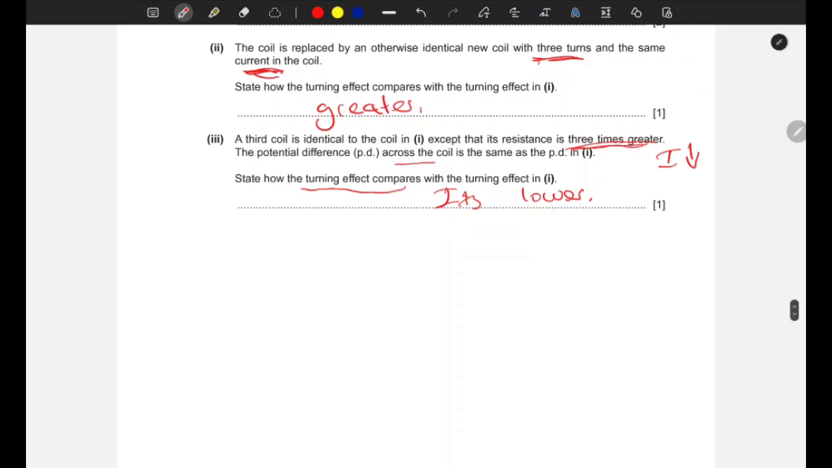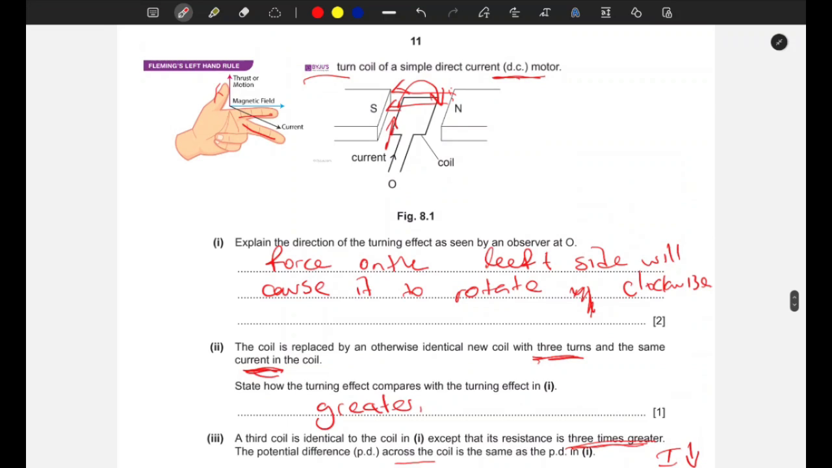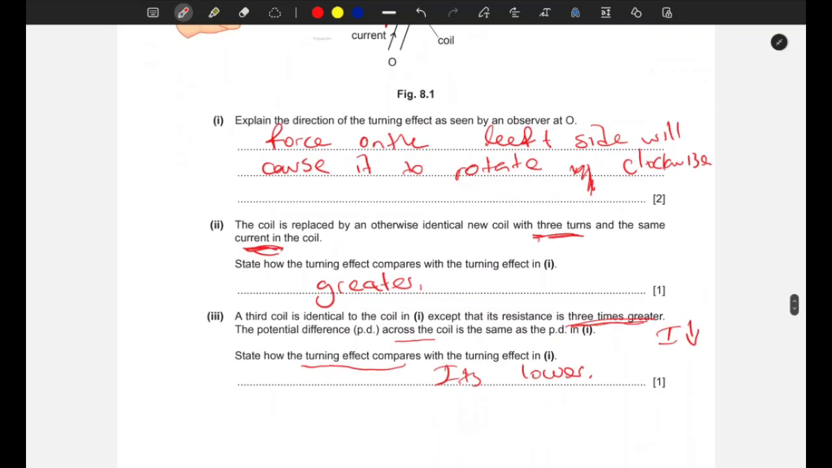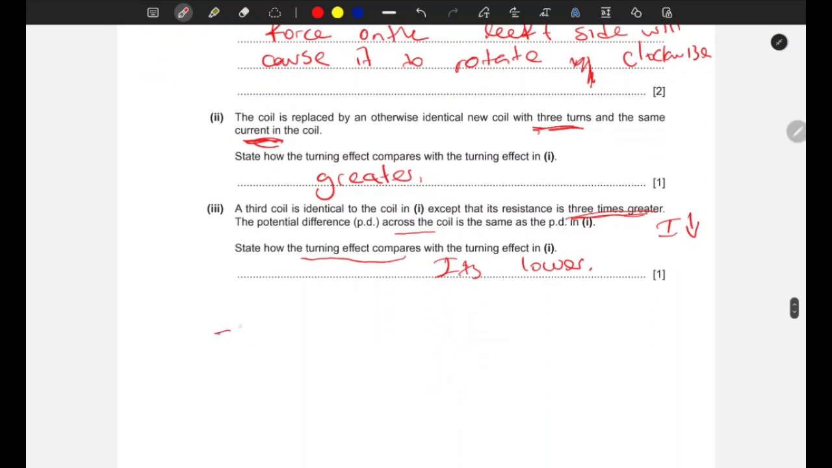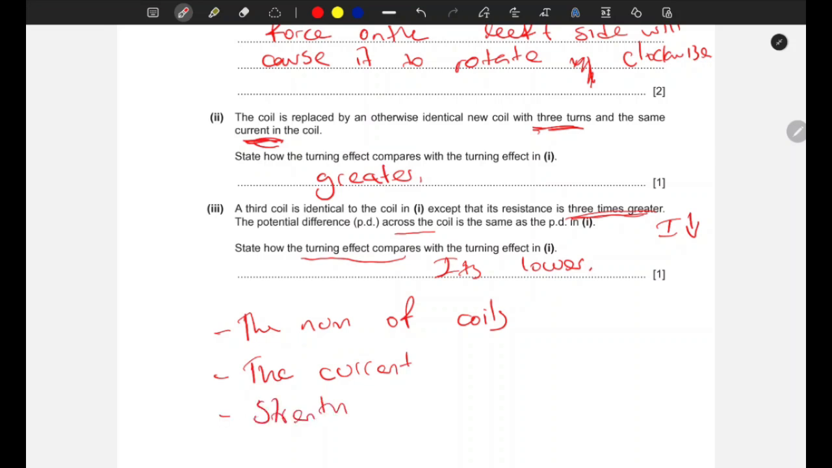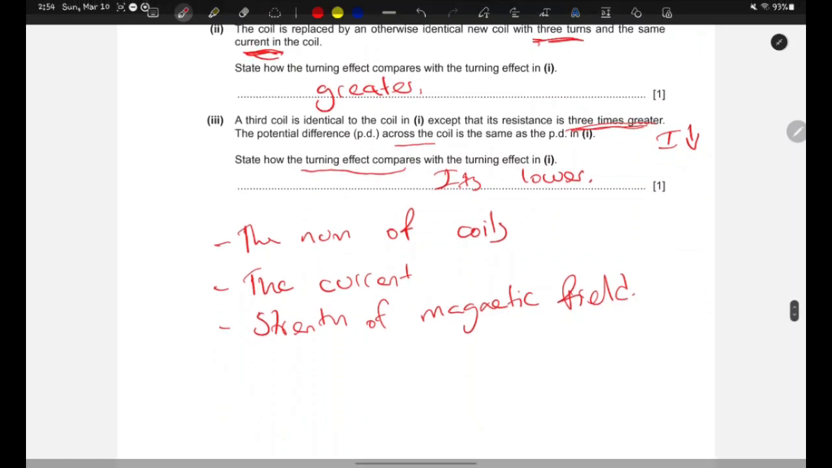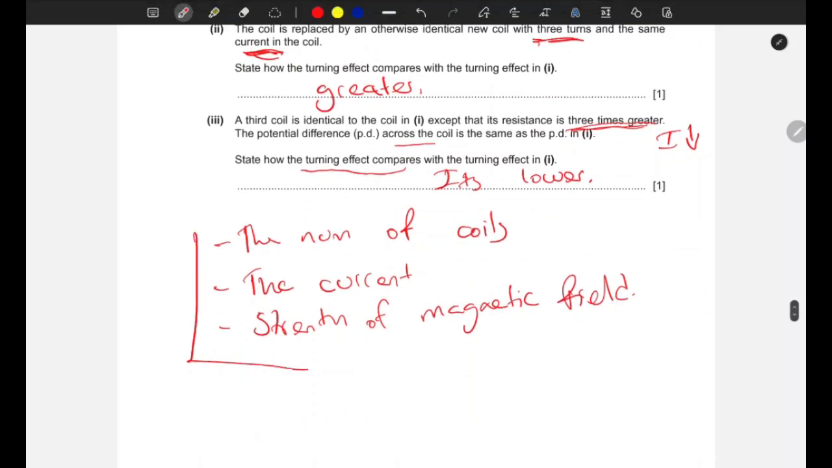So the rotation is affected by 3 things. The first one is the number of coils. The second one is the current. And the third one is the strength of the magnetic field. So these are the 3 factors that affect the rotation and how fast it rotates.